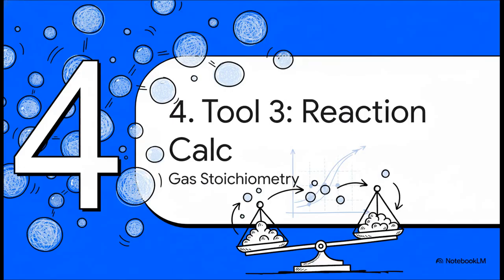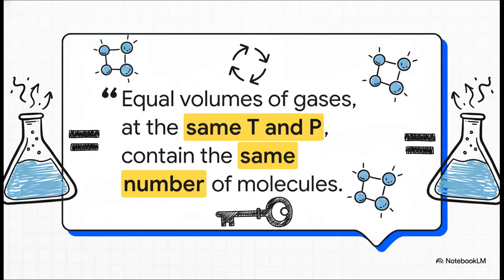And now, it's time for our final and maybe most powerful tool. We're going to bring everything together to answer the biggest question in chemistry: how much? We're talking about gas stoichiometry, the science of calculating the exact amounts of gases you use or produce in a chemical reaction. The secret that unlocks this whole process comes from our old friend Avogadro.